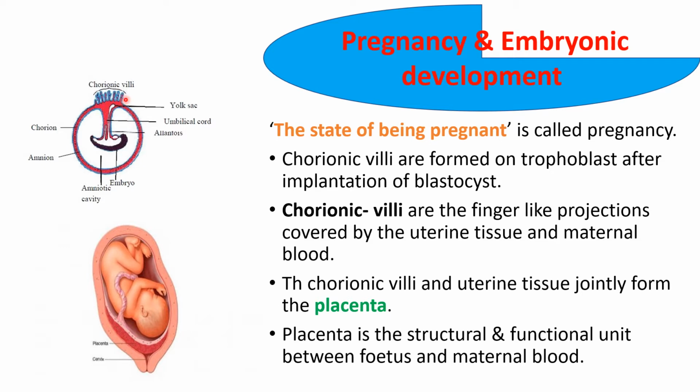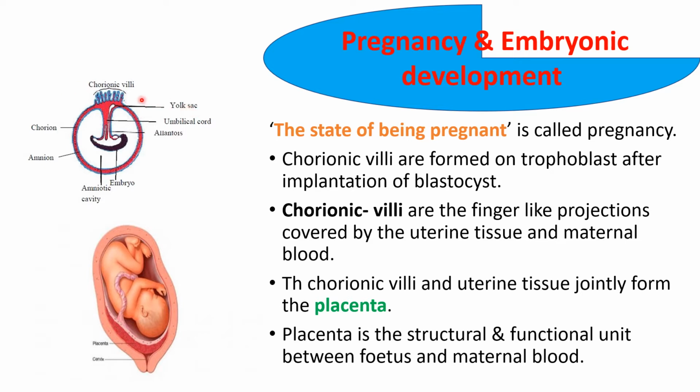These chorionic villi are actually enveloped by, or covered by, the uterine tissue and maternal blood. They are embedded. After reaching the uterine wall, this blastula structure is completely embedded in the uterine wall. Then the chorionic villi are also covered by the uterine tissue and maternal blood. Here the chorionic villi form a new structure, the placenta, in association with the uterine tissue. I mean, both the chorionic villi and the tissue of the uterine wall jointly form the placenta.